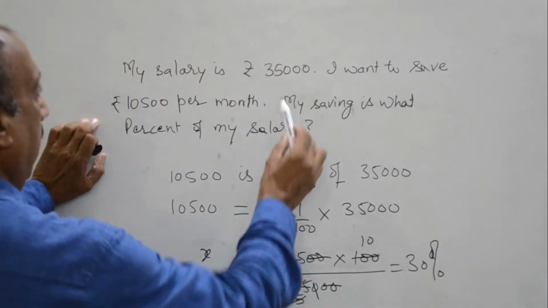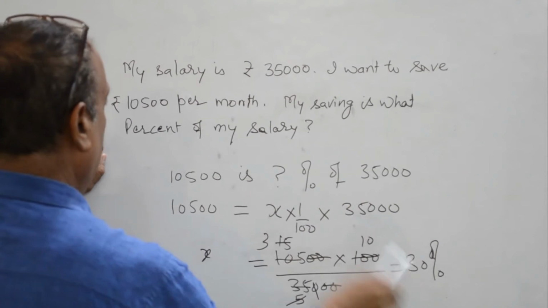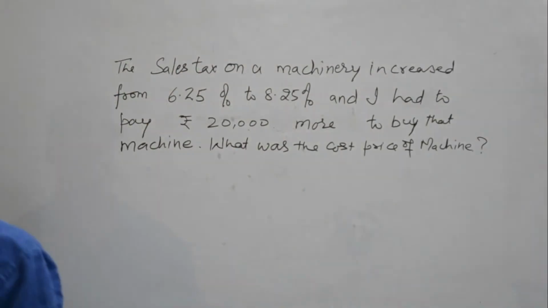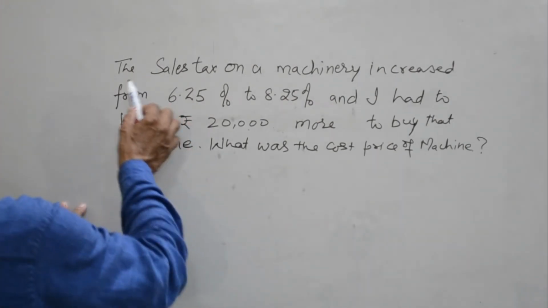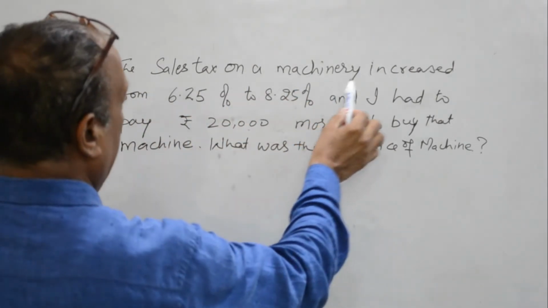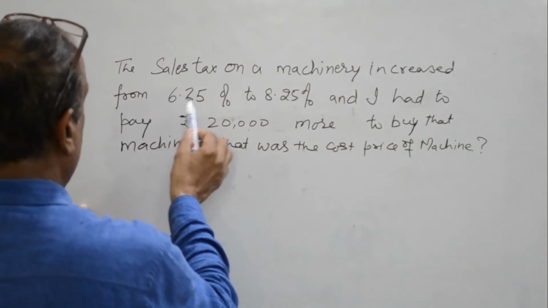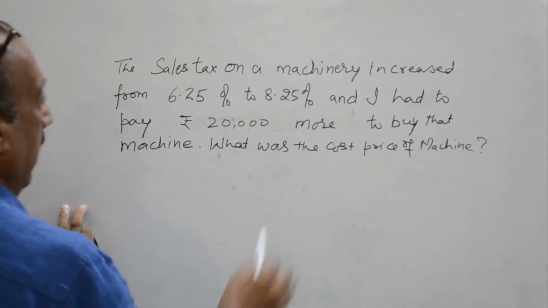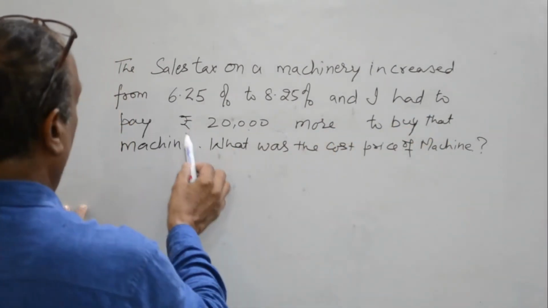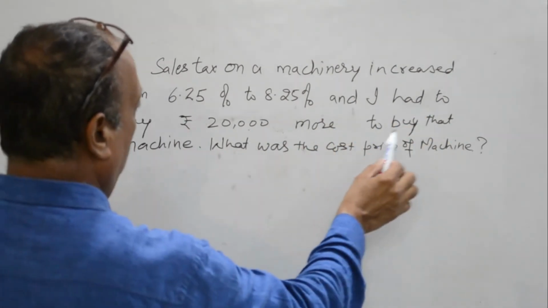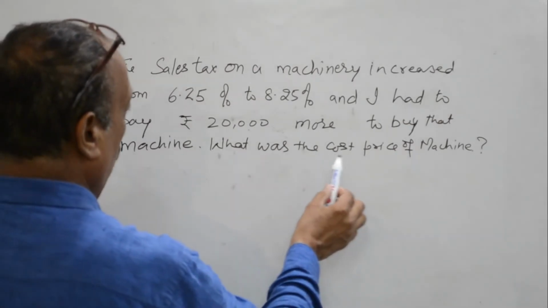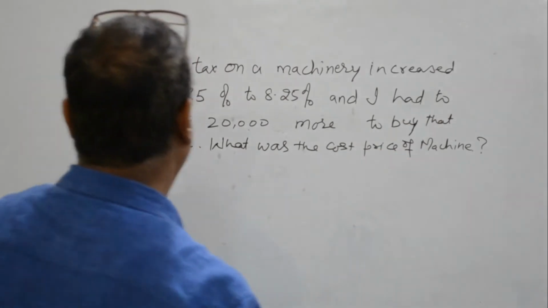It means my saving is 30% of my salary. The question is, the sales tax on machinery increased from 6.25% to 8.25%, and I had to pay rupees 20,000 more to buy that machine. What was the cost price of the machine?